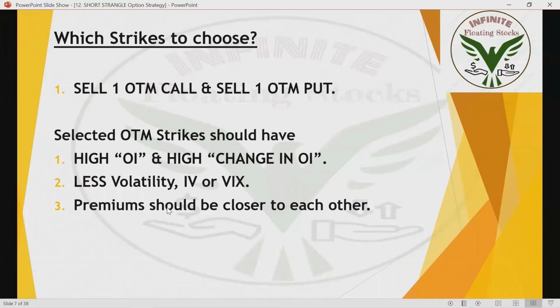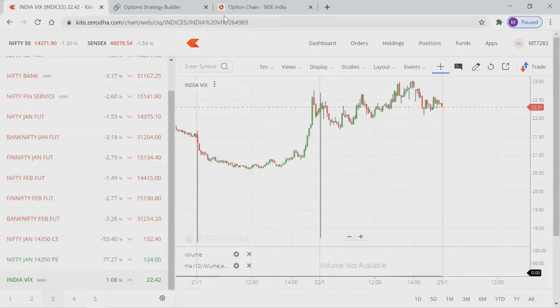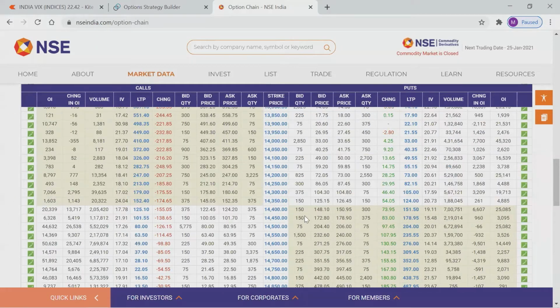And third thing is premiums should be close to each other. Let's look at that thing as well. Let's get on to option chain table and premiums. What was the strike that I have chosen here? This one, right? Which is having 25,000 as OI.